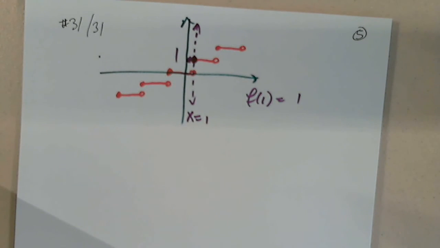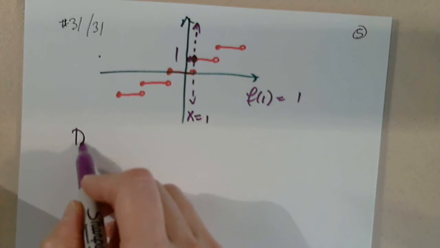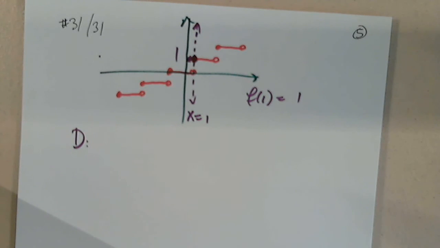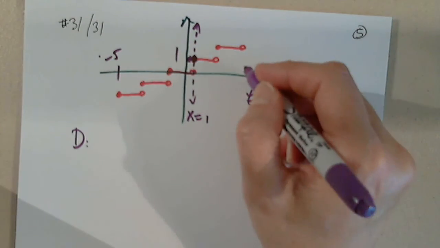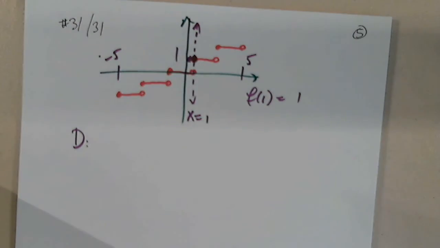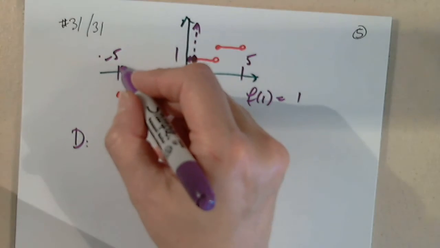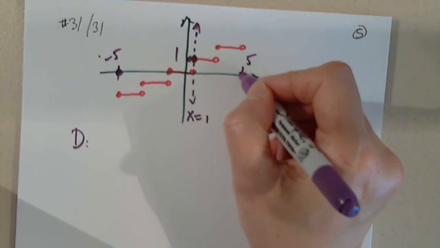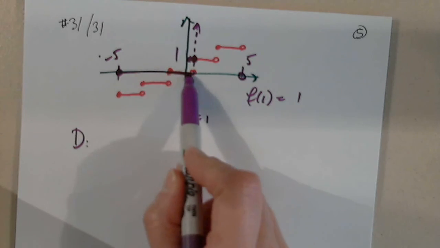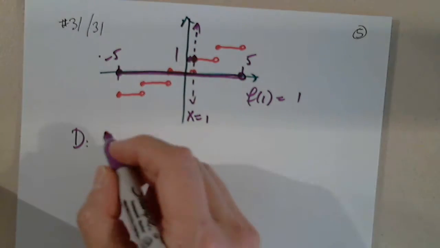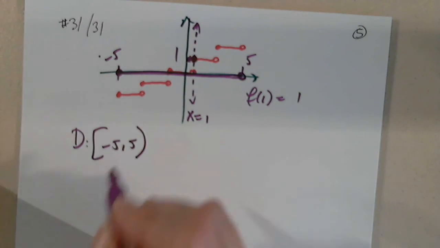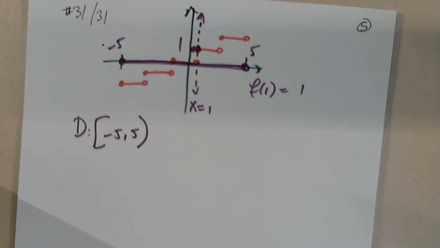In part B, we're asked to find the domain. The domain of this function is anywhere between -5 and +5. This is -5, this is +5, and this will be a full point, this will be an open point. This will be the domain between -5 and 5, not 5.